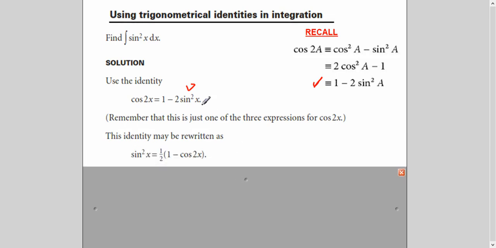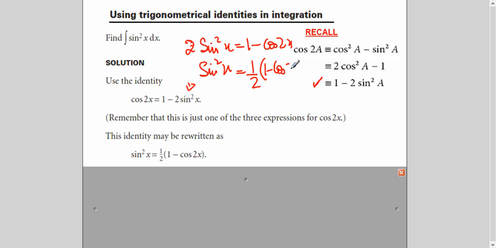Now we are rewriting it, making sine square x the subject, so you will get this form. If you are not sure how, let me show you. I'm taking this whole term to that side. It will become 2 sine square x equals 1 minus cos 2x, then for sine square x, this 2 will come underneath in each term, or you can write it separately. The choice is yours.